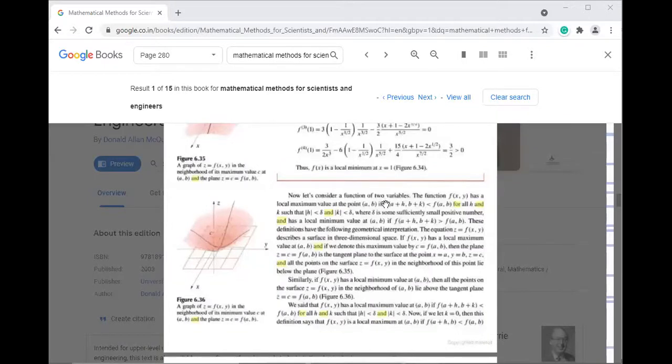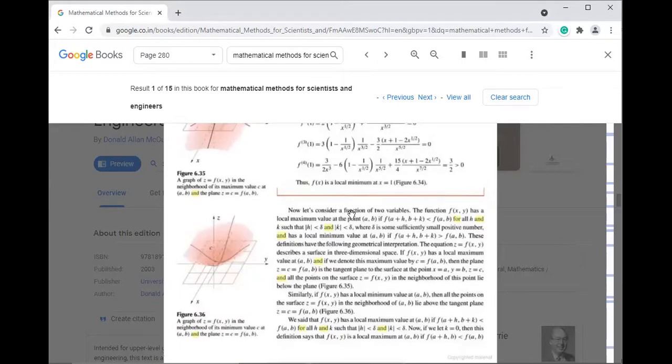Let us consider a function of two variables. The function f of x and y has a local maximum value at the point a, b if f of a plus h, b plus k is less than f of a, b for all h and k. At the point a, b the function is at its maximum compared with all other nearby points.